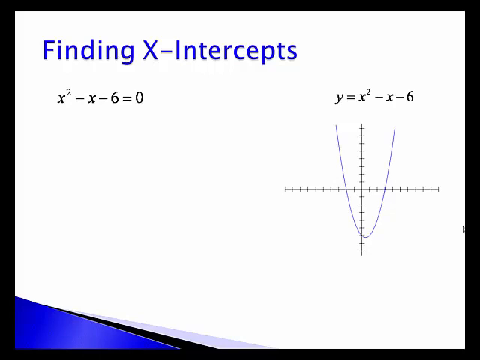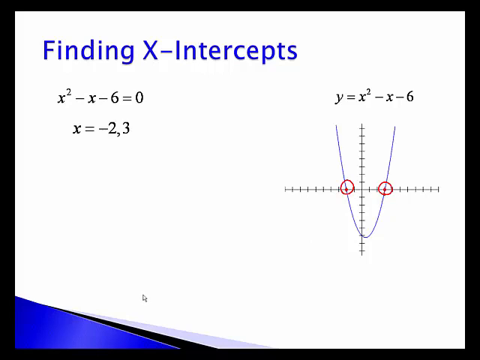Let's remember, the x-intercepts are the places where the graph crosses the x-axis. So there are two of them, and they're right there. If I can identify those two points, I have the two solutions for my quadratic equation. It turns out this one is at -2, and this one is at +3. So those indeed are the two solutions for the quadratic equation.